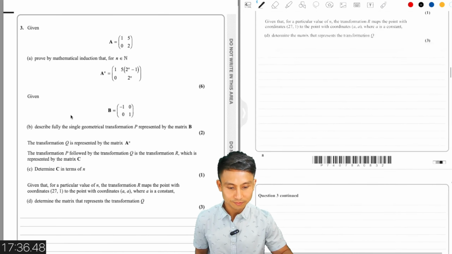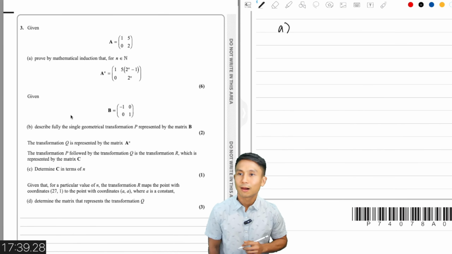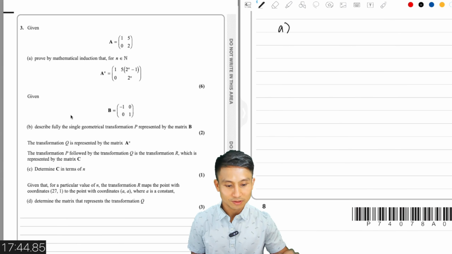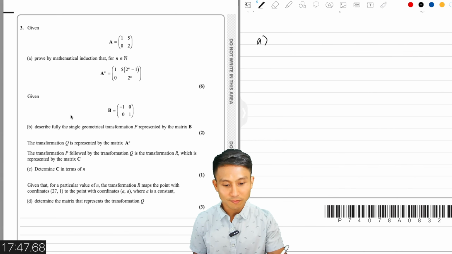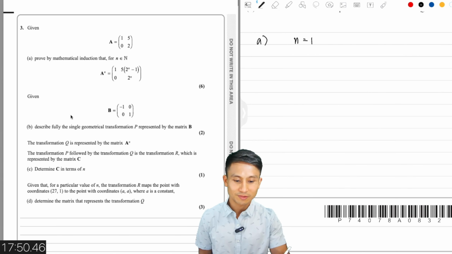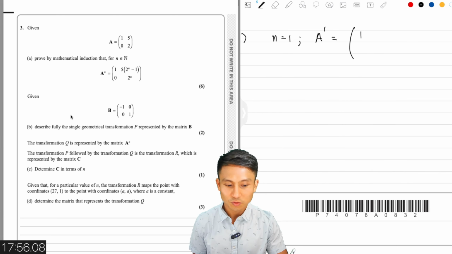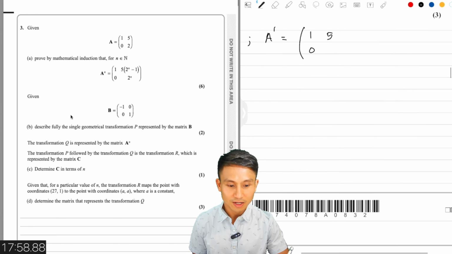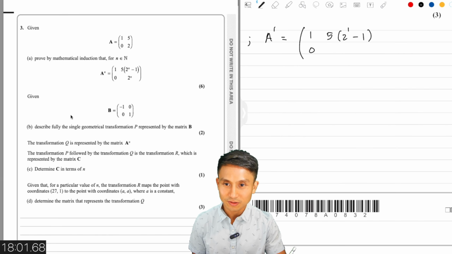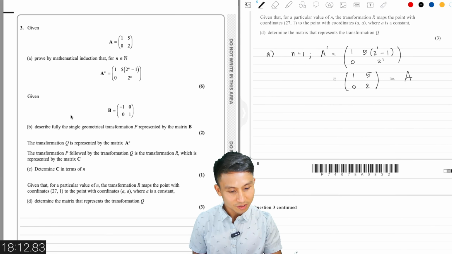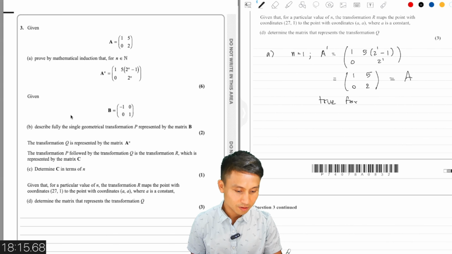Number 3. Given matrix A here, prove by induction that. Okay, so basically just prove by induction. The first step is the introductory step. Plug n equals 1. So A to the 1 equals 1, 0, 5, and then 2 to the 1 minus 1, just plugging into the A to the n there. This is 1, 0, so 2 minus 1 is 1, so that's 5, that's 2, equals A. A, which is given at first, so true for n equals 1.